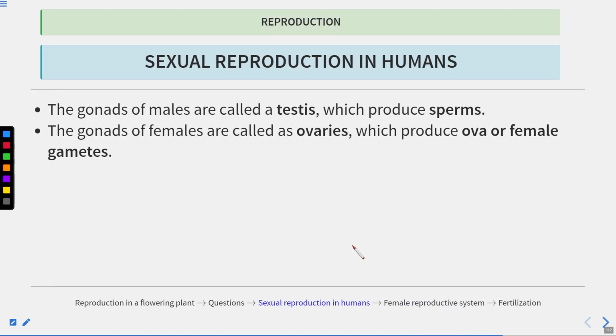Clear? Now the gonads of the males are known as the testes, which produce sperm, while the gonads of the females are known as ovaries, and they produce ova, the female gametes, or the egg. These sperms as well as ova, which are the gametes, are usually haploid. Why are they haploid? Because they are produced by the process known as meiosis. Clear? That's why they are haploid.